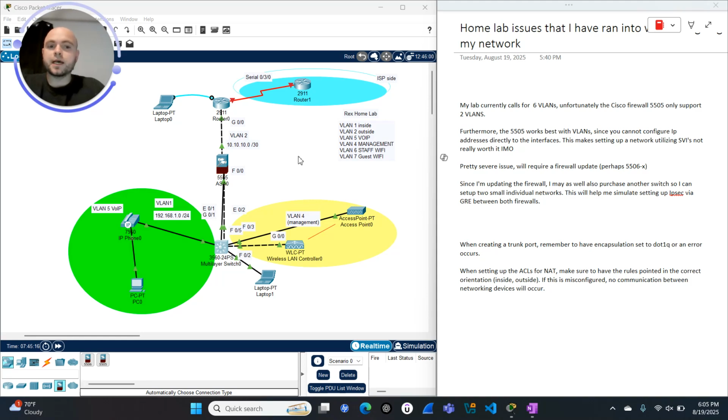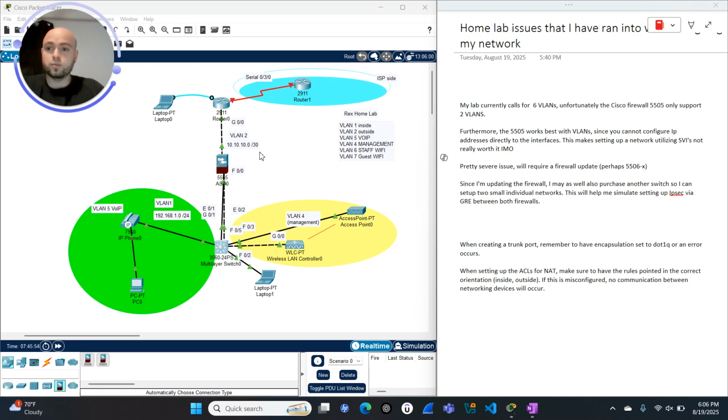Okay, so in my actual home lab, my thoughts were I was going to utilize VLANs, with VLAN 1 being the inside network, VLAN 2 being the outside, VLAN 5 being a voice over IP phone VLAN, VLAN 4 the management VLAN for the wireless LAN controller, VLAN 6 for the staff, and VLAN 7 for the guest Wi-Fi. Upon doing this, I ran into a little bit of issues.